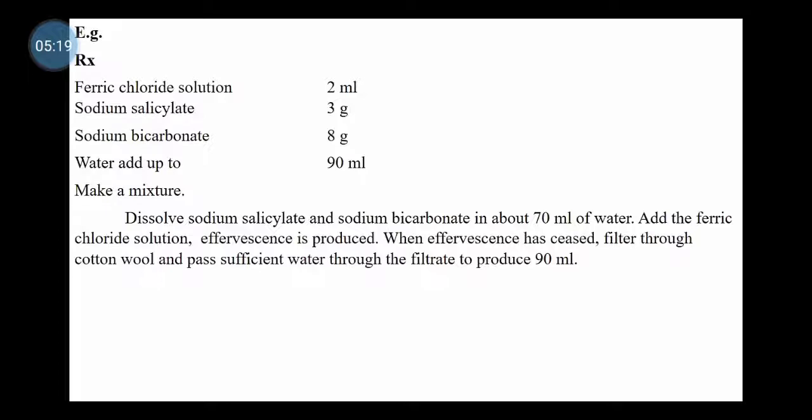Ferric chloride solution and sodium salicylate, when combined with each other, form an indiffusible precipitate. We saw this in the previous prescription. That indiffusible precipitate is overcome by using method B, or when we add sodium bicarbonate, then that precipitate gets solubilized, means we will get a clear mixture of that preparation.